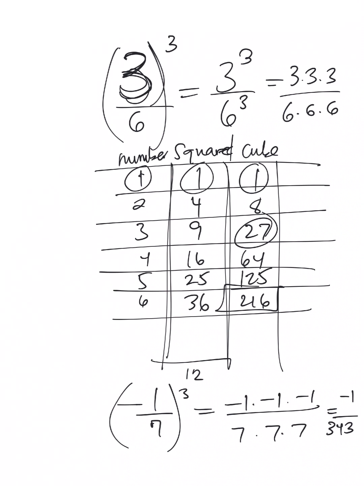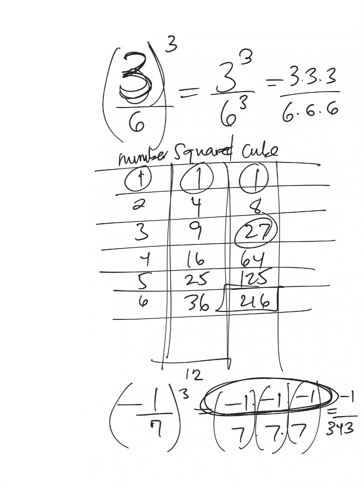The other way you can look at the problem is you could technically write it out as negative 1 over 7 times negative 1 over 7 times negative 1 over 7, which is true. But then again, all the values in the numerator will multiply, and all the values in the denominator will multiply. So that's how the parentheses works with the exponents on fractions. Now, when you have negative times negative, like negative 1 times negative 1, you get a positive. When you have negative times negative times negative, you get a negative.